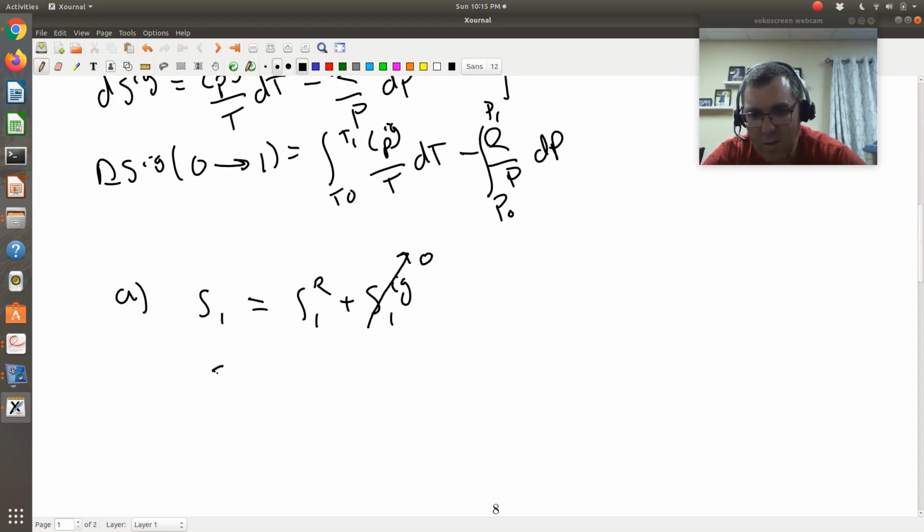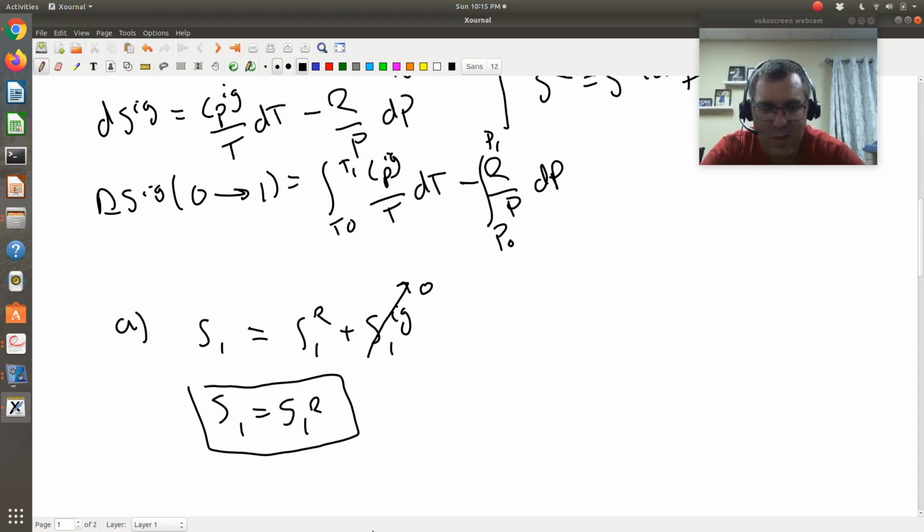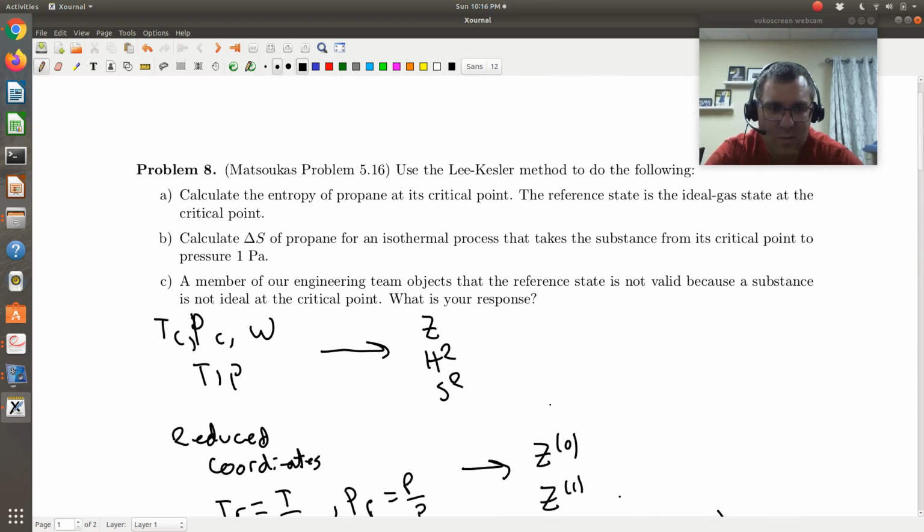Okay, so here you just have S1 as S1R. Again, we want to calculate the entropy of propane at its critical point, taking as a reference state the ideal gas at the critical point. So what that tells us is S1 ideal gas we're taking to be zero. That's how we're defining our zero. So to get A, S1 would just be S1R. I just need to calculate the residual entropy at the critical point. So I know T and P, and I'd have a reduced temperature of 1 and a reduced pressure of 1.